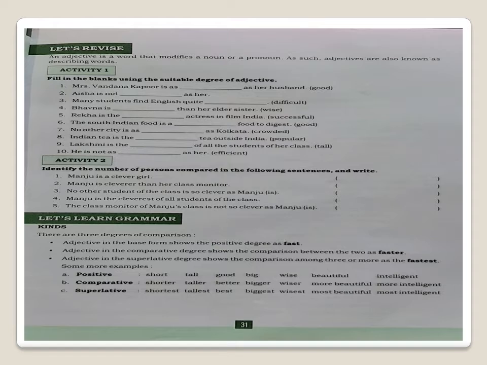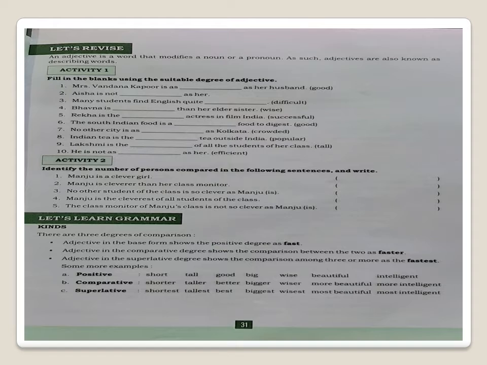Positive degree is sort, comparative degree is sorter, and superlative degree is sortest. An adjective in the base form shows the positive degree. Base form is known as the positive degree. An adjective in the comparative degree shows the comparison between two. When we compare two persons, we say faster. Fast is the base.